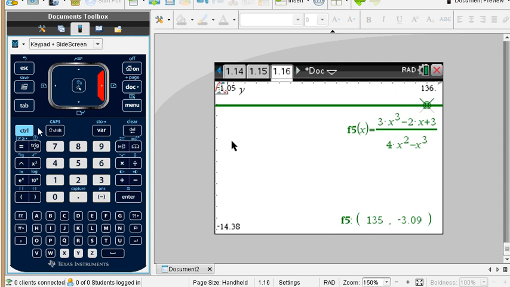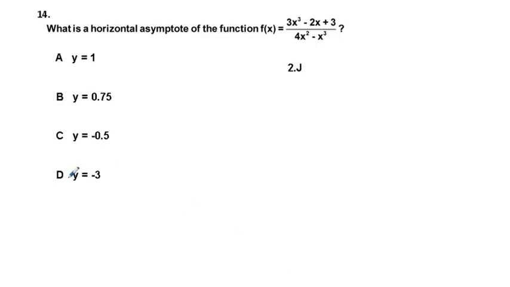And if you go to table view, you can look at it more quickly. But anyway, -3 is going to be our answer to this. Y equals -3. Another thing you can do is, when you consider your horizontal asymptote, you take y equals the highest powered polynomial term. In this case, you have 3x cubed in the numerator divided by the highest power term in the denominator, which is going to be -x cubed.